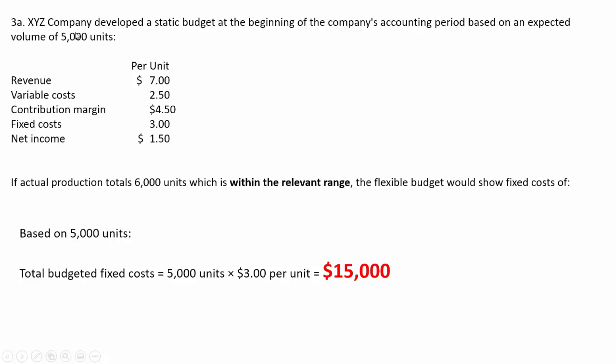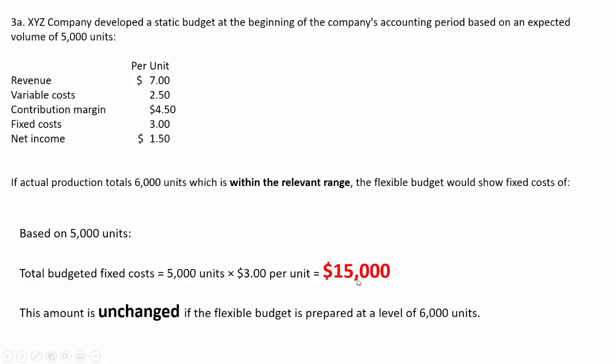And if we change our units from 5,000 to 6,000, that means we're still operating within the relevant range. All this means is that we're still operating in a situation where our fixed costs are not going to go up in total. Whether we produce 5,000 units, 6,000 units, and probably even 7,000 units, we're still within the relevant range. So our fixed cost with a budget based on 6,000 units will still be the same $15,000. This amount is unchanged if the flexible budget is prepared at a level of 6,000 units.